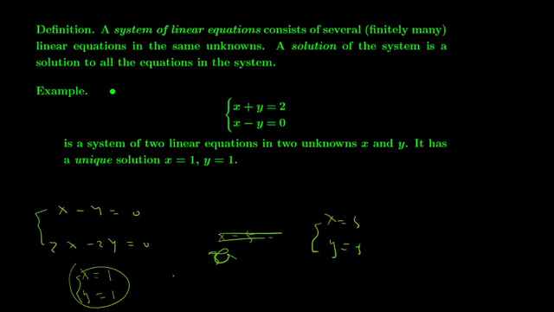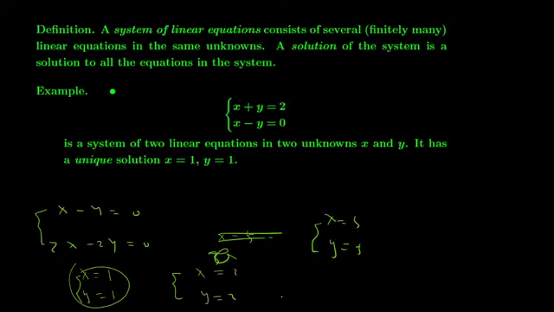Anybody want to tell me another solution? Another solution consists of two values, a value of x and a value of y. So just write two numbers. The first number is a value of x. The second value is a value of y. Yeah, 2 is good. An x value of 2, y value of 2 is another solution.